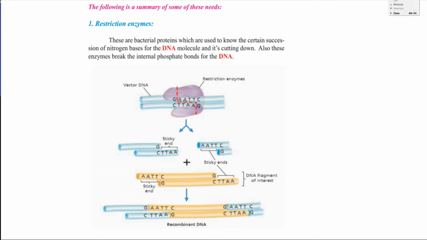The following is a summary of some of these needs. We said the restriction enzyme is like a scissor. These are bacterial proteins which are used to recognize a certain succession of nitrogenous bases of the DNA molecule and cut it down. Also, these enzymes break the internal phosphate bonds of the DNA. So restriction enzymes cut the vector DNA to get the desired part.